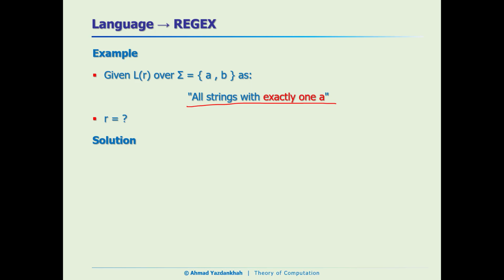So all the strings with exactly one A, we had this language before. Exactly one A means that before this A we can have any number of B's, and after that we can have any number of B's as well. Of course, the dummy variables are different, right? Okay, so what is the regex for this? Any number of B's can be converted to regex like B star, A is A, and this is another B star.